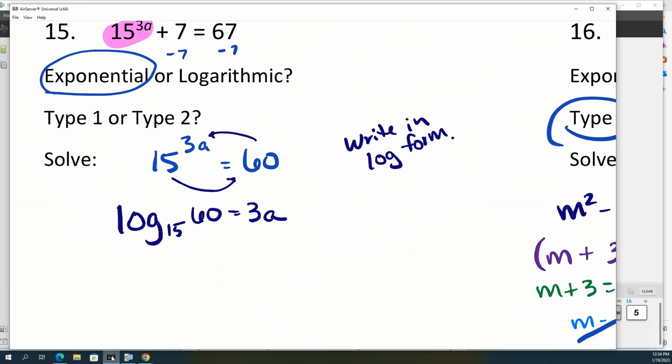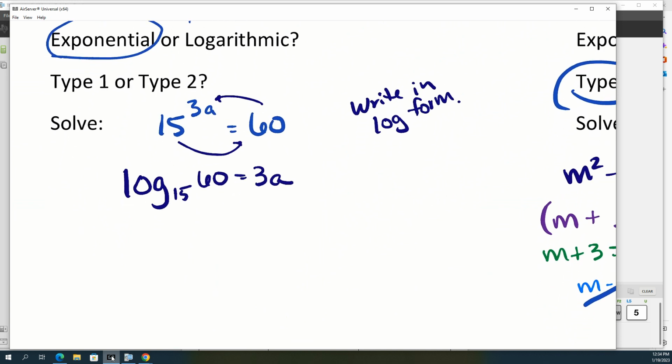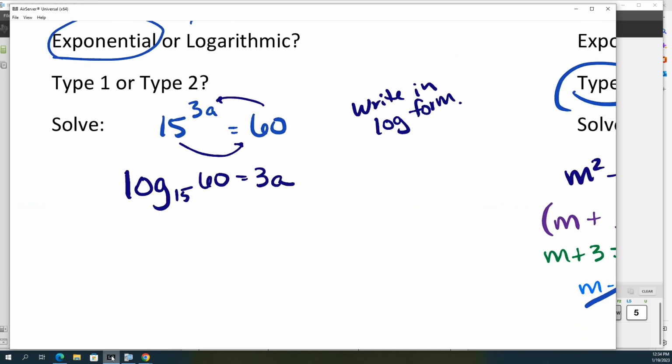All right. Now on some problems, you type this in the calculator and you're done. This one's going to have an extra step, but log base 15 of 60, how do I figure that out? Just put it in the calculator. Just do the log base, and you get 1.512 is 3a. And then we want a, so we would just divide by 3.